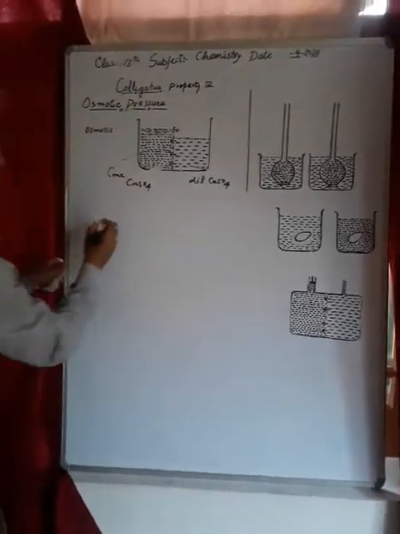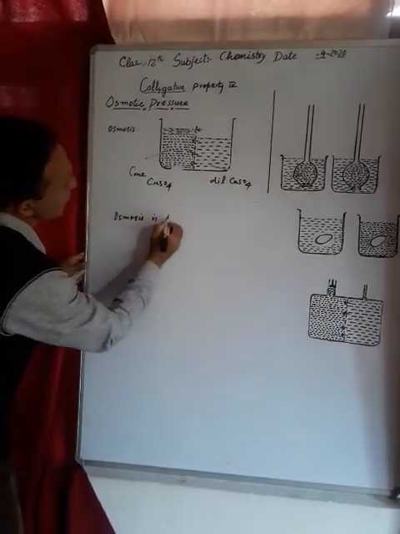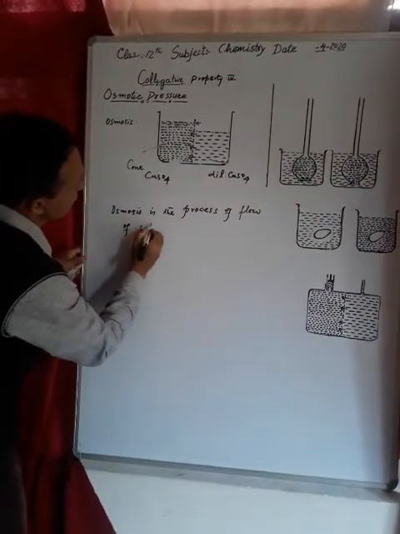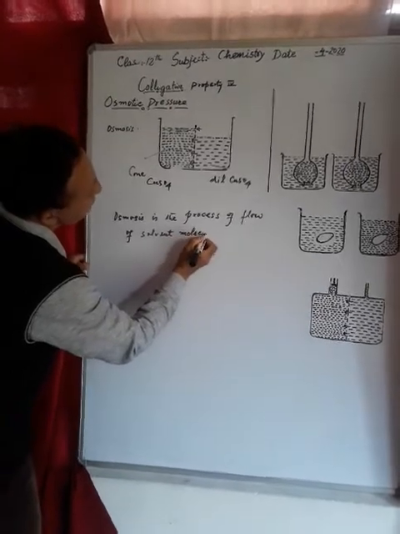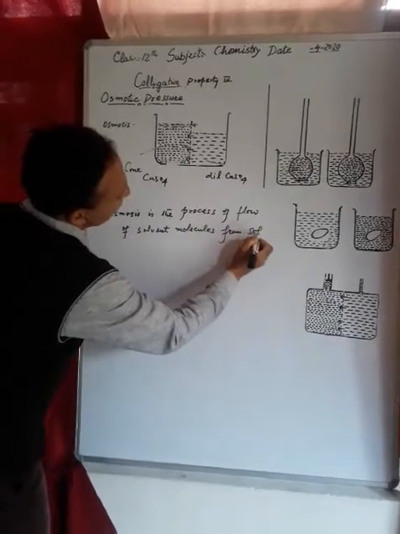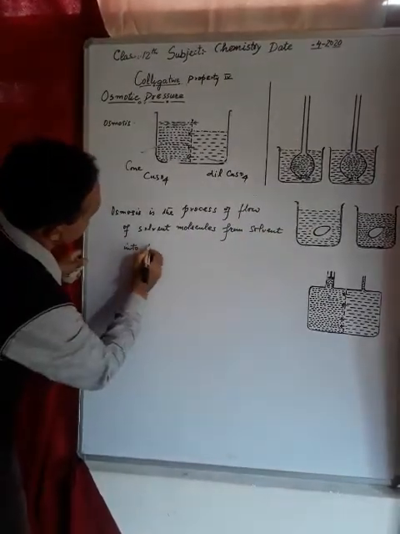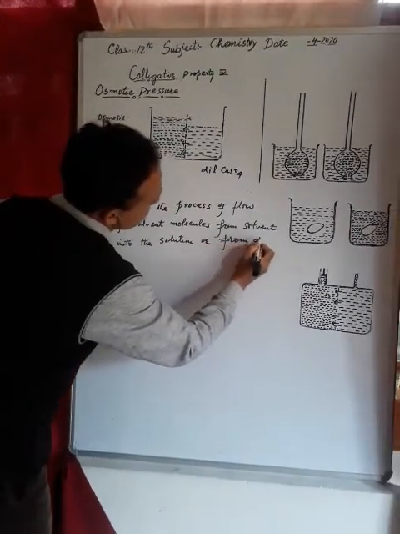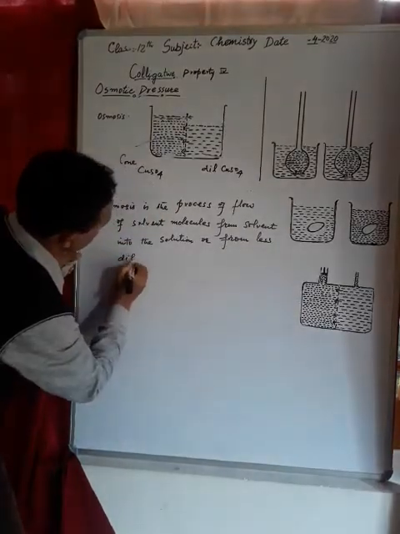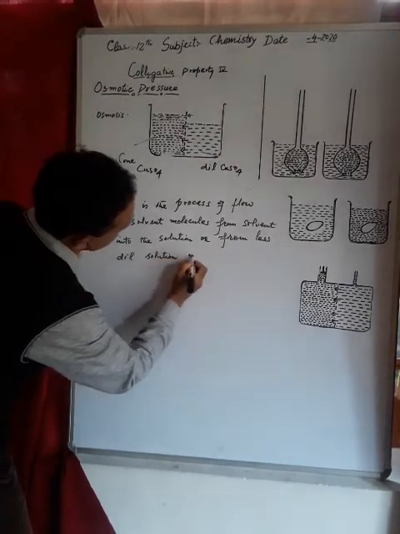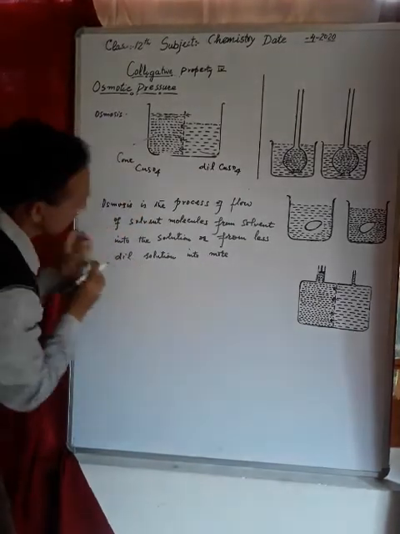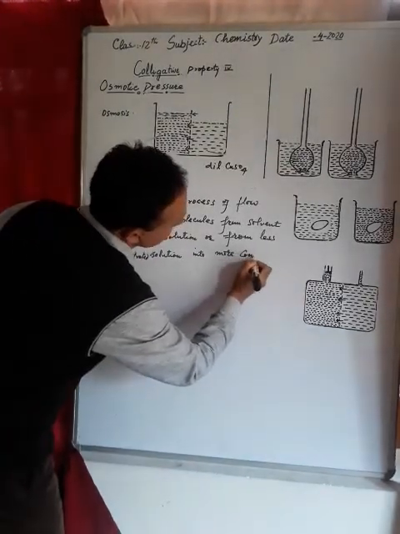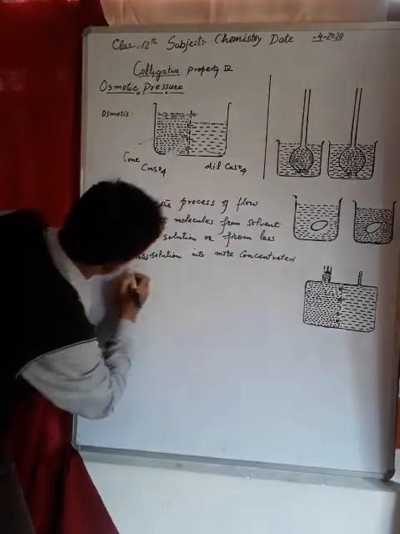So, what is osmosis? Osmosis is the process of flow of solvent molecules from solvent into the solution, or from a less concentrated solution into a more concentrated solution.